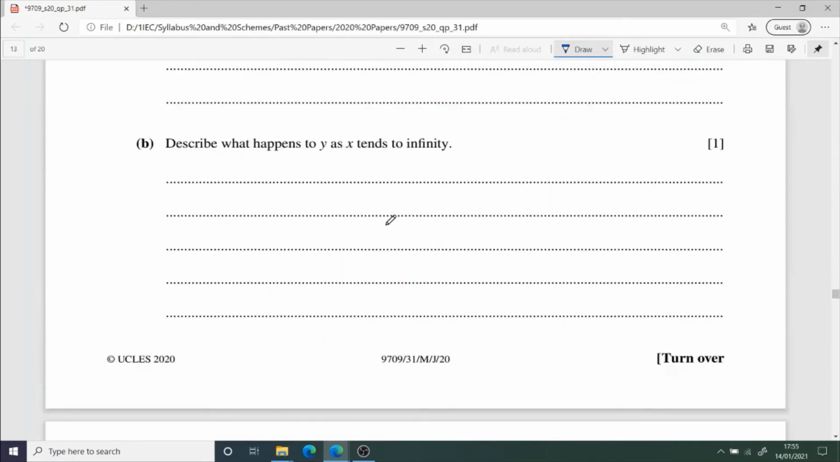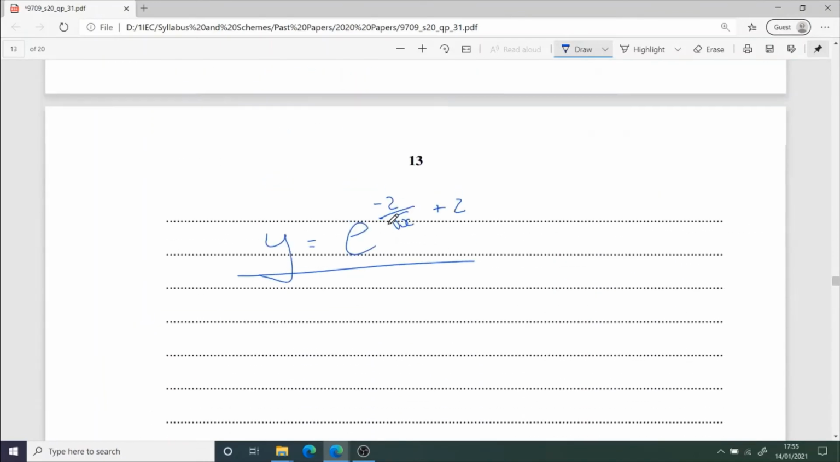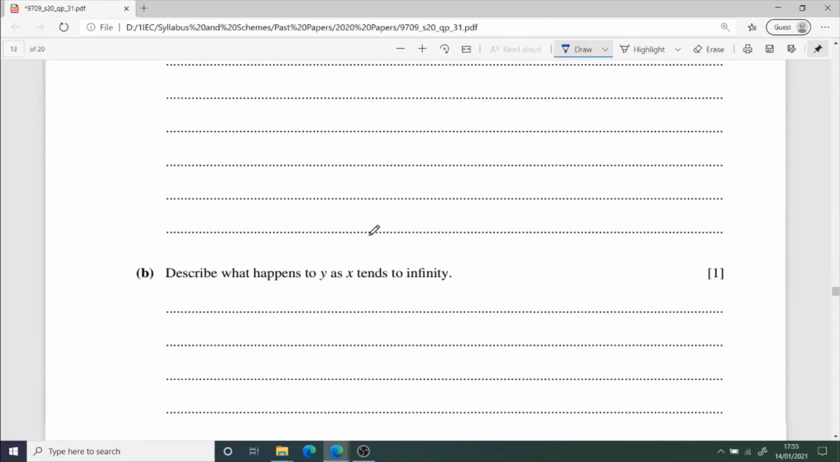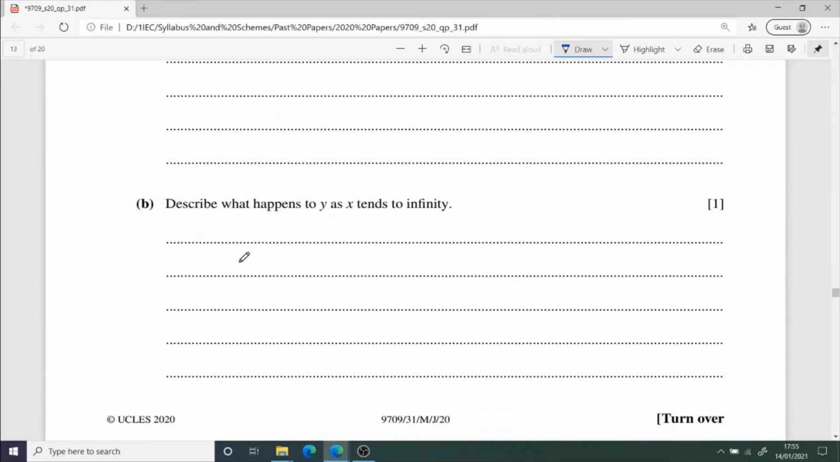8b asks us to describe what happens to y as x tends to infinity. So I'm just going to recopy my answer from the previous one. We have y is equal to e to the power of minus 2 over the square root of x plus 2. Okay, so as x tends to infinity, square root of x is going to become a very, very large number. We have negative 2 divided by a very large number.